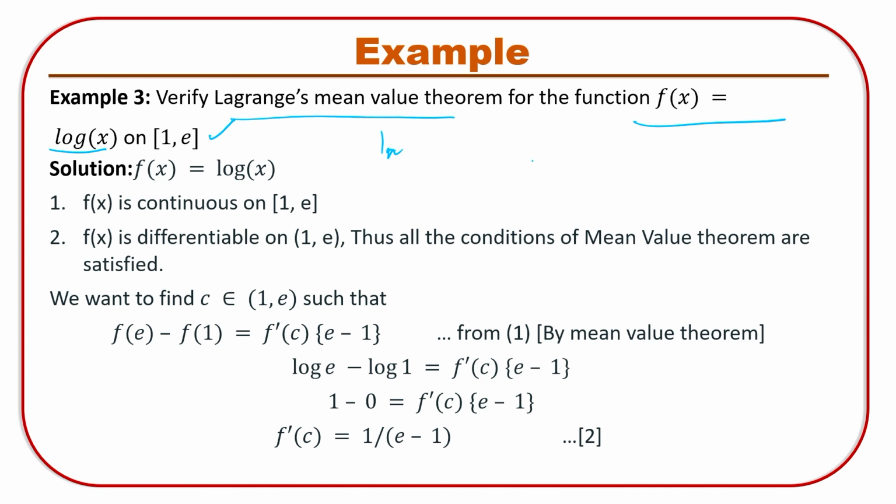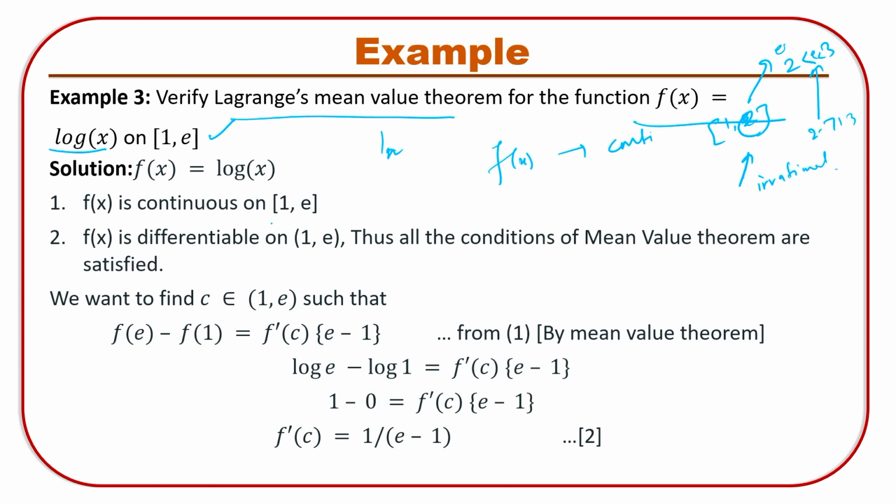For the Lagrange mean value theorem, I have to check that this function is continuous in the given interval. The given interval is [1, e]. E is an exponential constant lying between 2 and 3, approximately 2.713, right? So you have some idea: e is an irrational number. You cannot write e as p by q in the form of a fraction. So it's an irrational number, and its value is between 2 and 3.